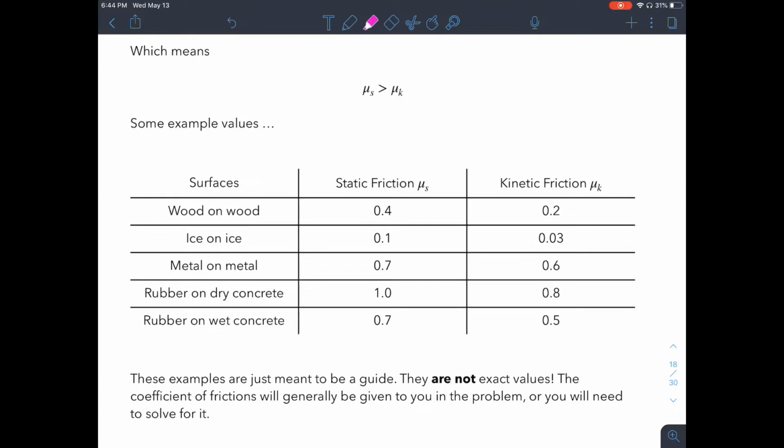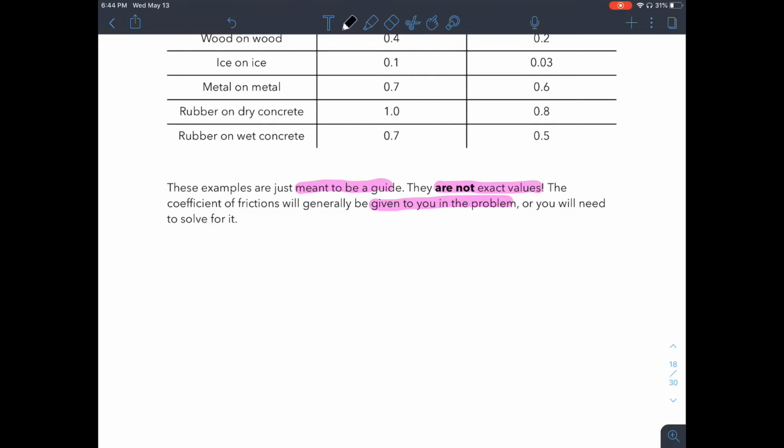Now, these numbers in this table are just meant to be a guide. They are not exact values. You are not going to be referring to this table over and over again. This is just an example right now to give you a general idea of what values are. The coefficient of frictions will generally be given to you in the problem, okay? Or the problem will specifically state solve for the coefficient of friction, okay? So my favorite way of thinking about friction is essentially as a percentage of the normal force, okay?